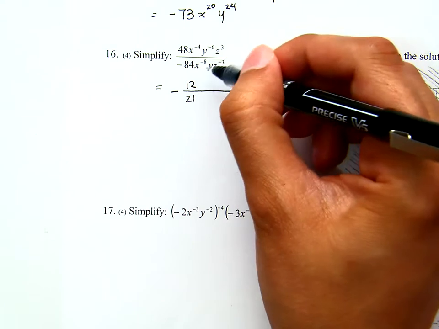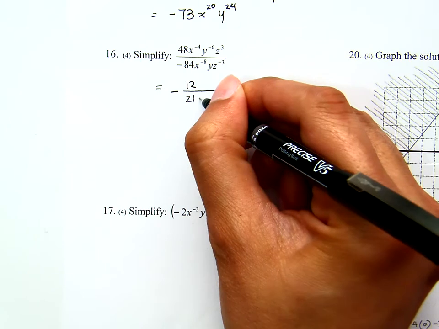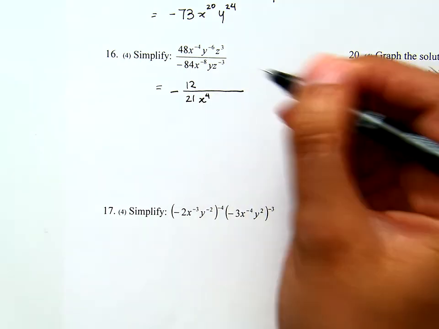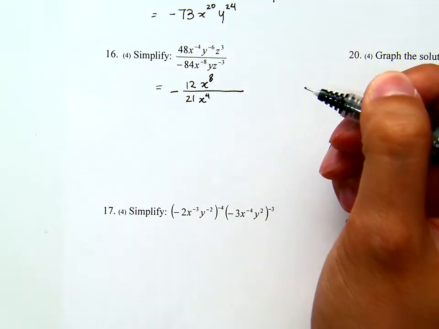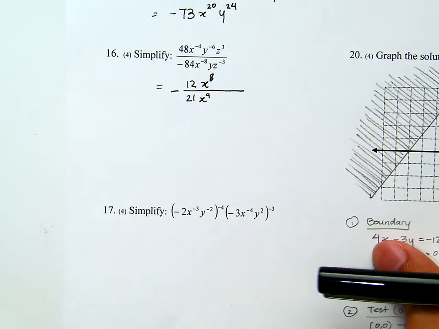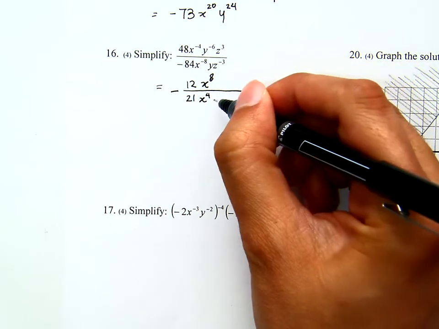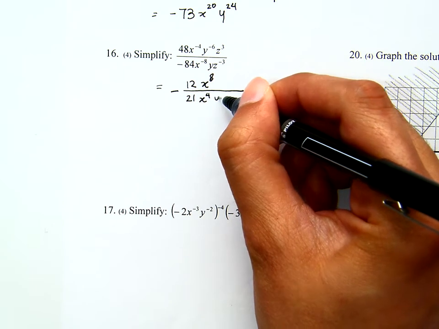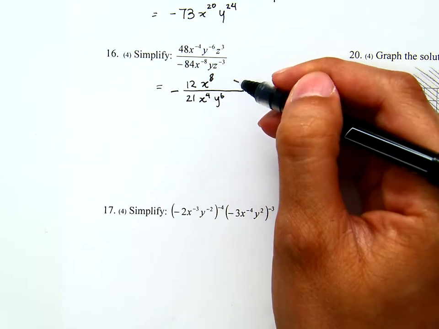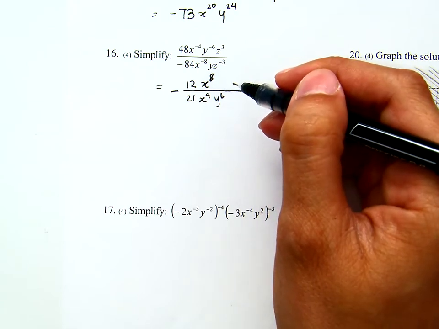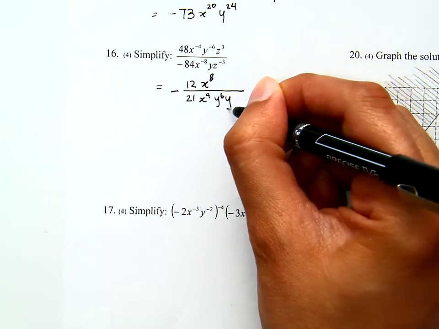Then I will look at the x term. I have x to the negative 4 on the top. I will bring it down to make it a positive exponent. And for the x to the negative 8, I will bring it up to make it a positive exponent. For the y, on the top I have y to the negative 6. I will bring it down. It becomes y to the 6 at the bottom. At the bottom here, I have y to the power of invisible positive 1. Because it's positive, I will keep it there.